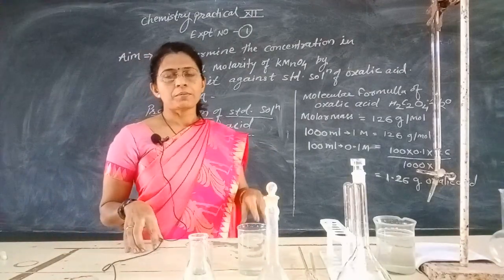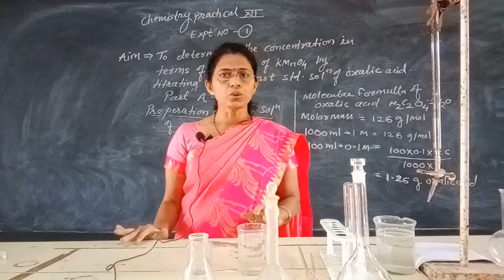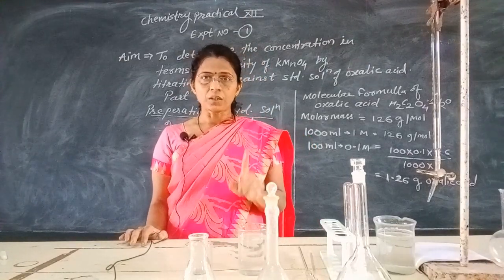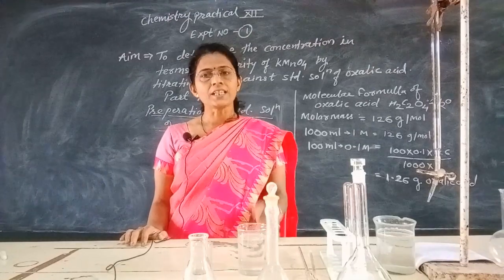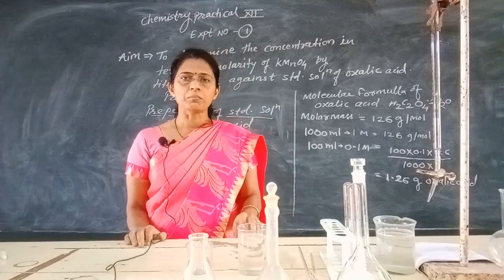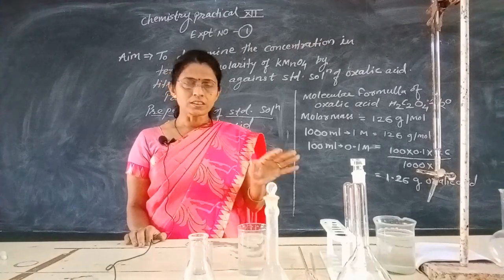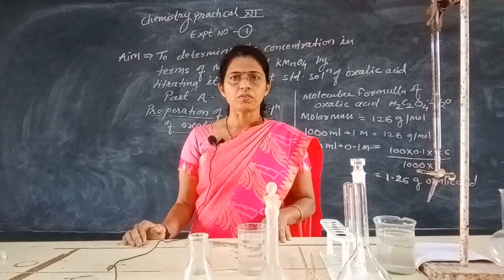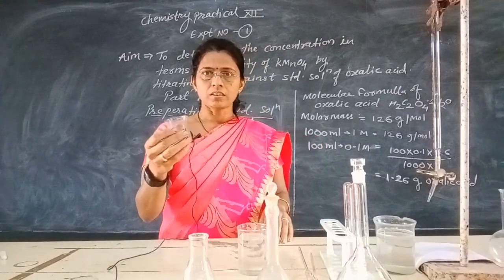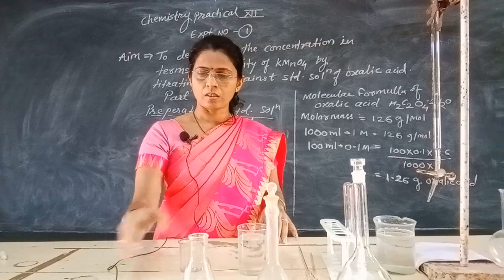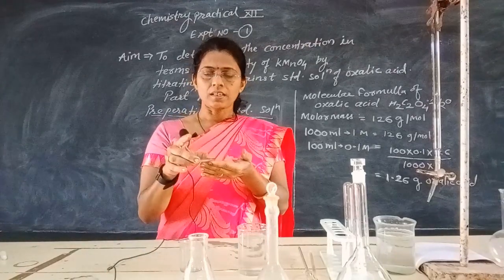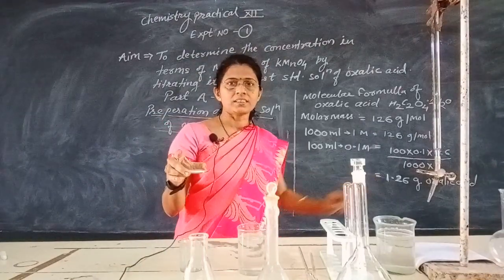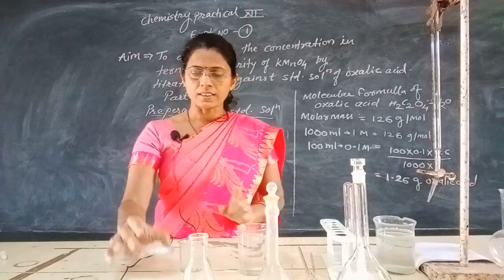Before starting our experiment in a laboratory, it is essential to wash each and every apparatus carefully. You must take care of yourself as well as your friend while performing a chemistry experiment. So let us introduce all the apparatus which we need for part A as well as part B of our first experiment. This is a beaker, a watch glass, and in this watch glass there is 1.26 gram oxalic acid.